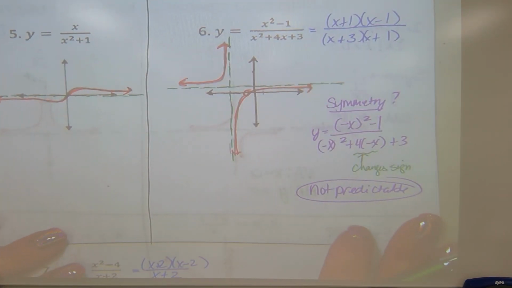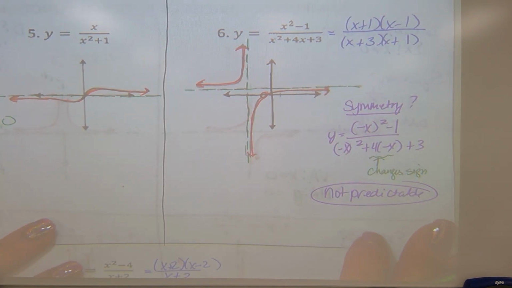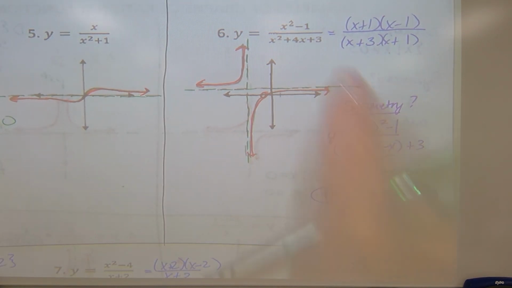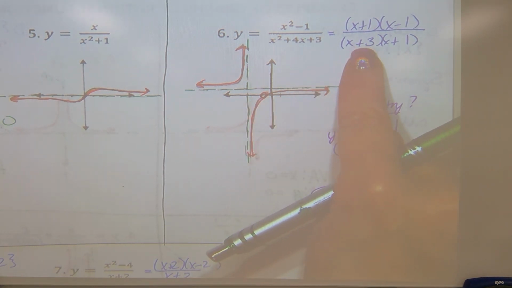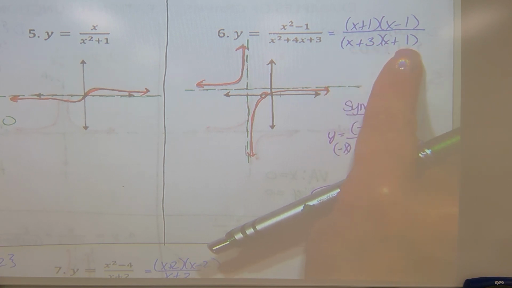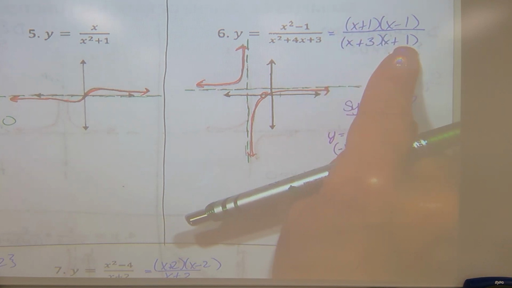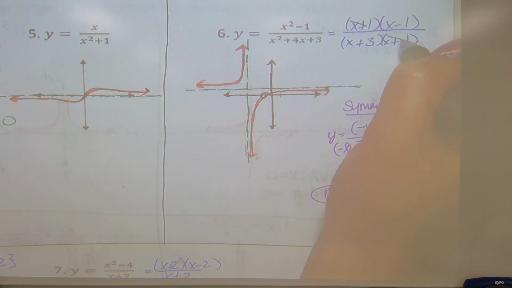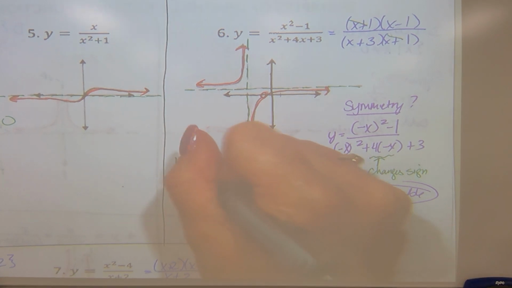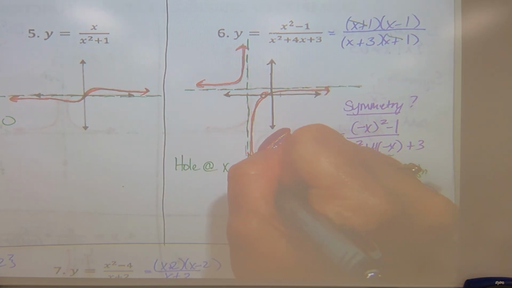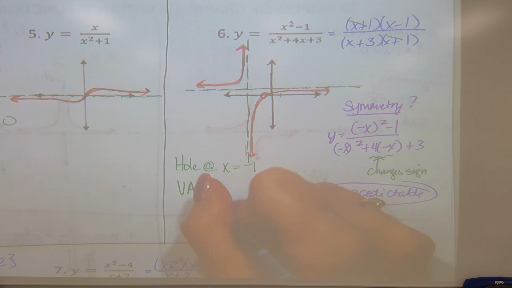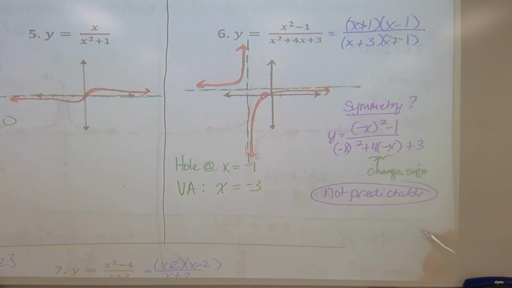For number 6, I have both a horizontal and a vertical asymptote. Well, my vertical asymptote is at -3. That's that value I kicked out of the domain that remains when my function's in lowest terms. And I have a hole in the graph at x equals -1, because that value is not going to stay. If I put my function in lowest terms, that will cancel out. So I have a hole at x equals -1. I have a vertical asymptote whose equation is x equals -3.